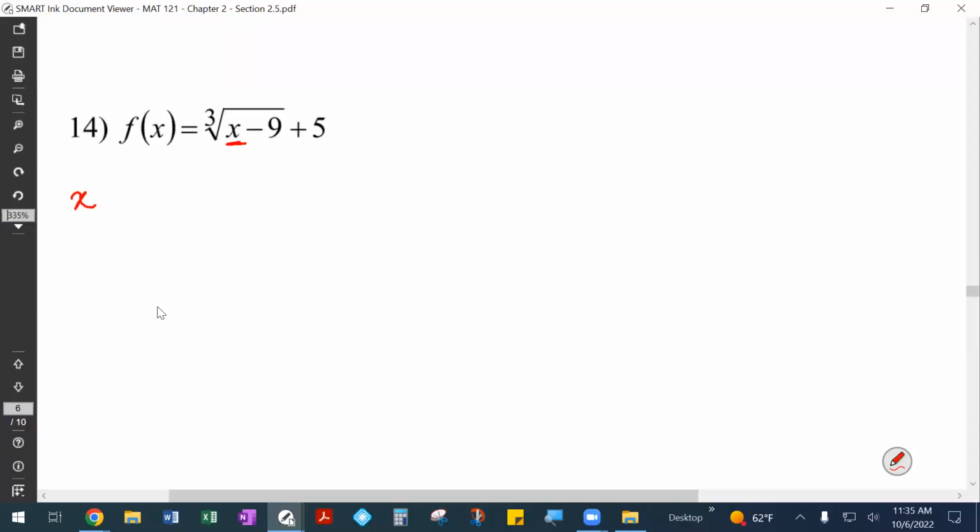So just like we talked about, if you have X and you can see the X minus 9 is inside the cube root symbol. So that means the subtraction with 9 happens first. Then you are going to do your cube root. And as you can see, the +5 is outside of the cube root, so that happens at the very end. So adding the 5 is the last thing that you're going to do.